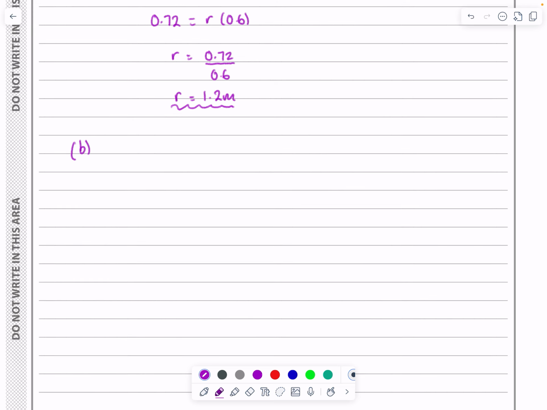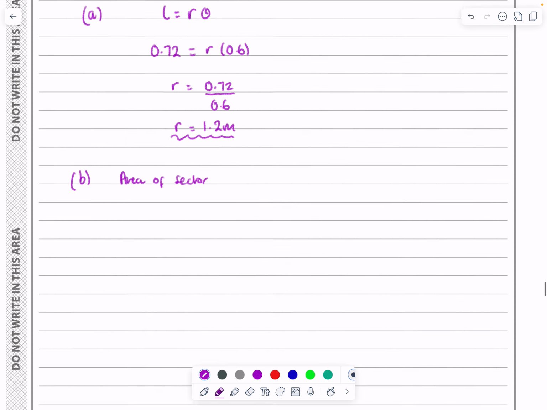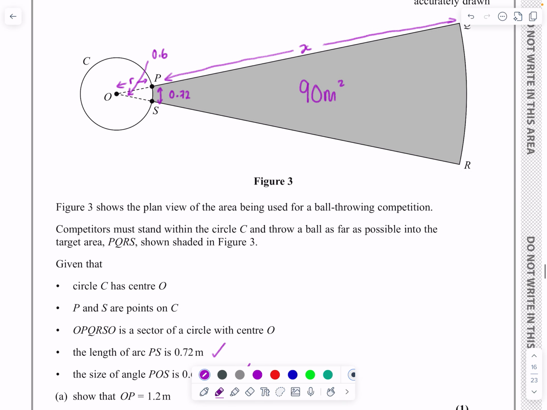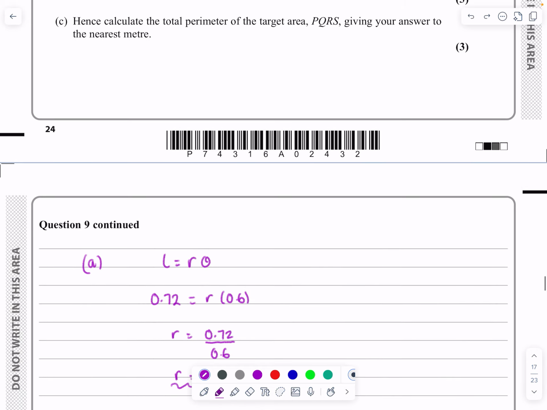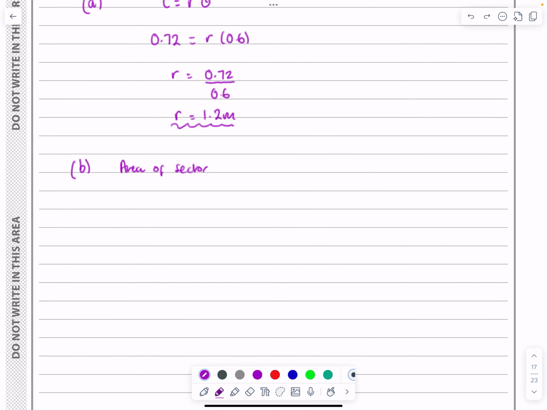So let's try and be clear. Area of sector, and I'm going to call the small one OPS, and then I'm going to call the big one OQR when I'm doing it. So to make it clear to the examiner, area of sector OPS, that's half r squared theta. And then obviously be really clear with what I'm putting in here, half, that's with the 1.2 squared and 0.6, and then I can work out what the answer to that is. I'll do that in a second.